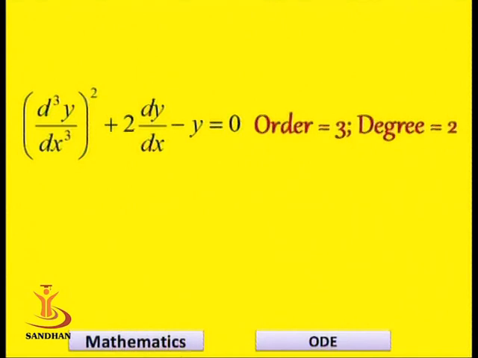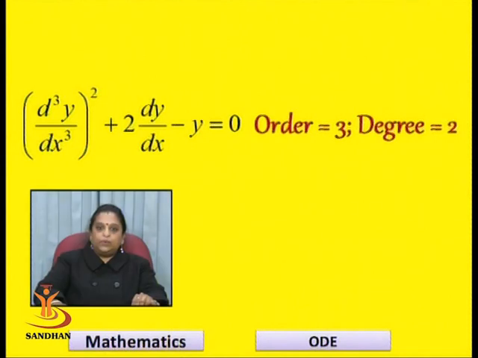We have an ordinary differential equation of the form (d3y/dx cube) whole square plus 2 dy/dx minus y is equal to 0. Now, what is the order of the ordinary differential equation?